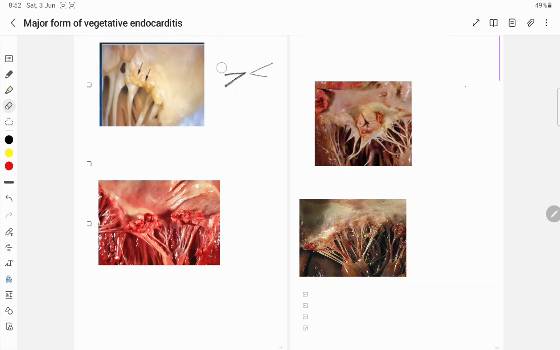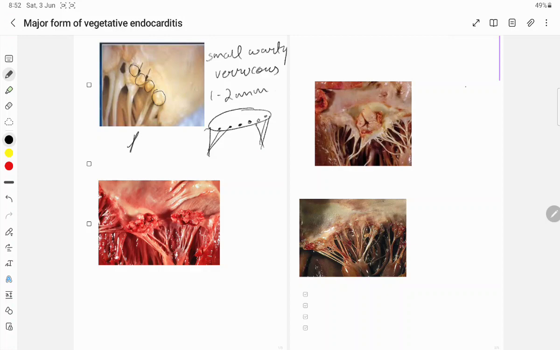These vegetations may be sterile, without any microorganism, or they may be unsterile. We'll discuss that further. We have four major vegetations seen in four basic conditions we are going to talk about. The first one is these small warty vegetations. They look wart-like, which is why they are also known as verrucous vegetations. These are around 1 to 2 mm, along the line of closure, small and warty. These vegetations are seen in rheumatic heart disease. So the first vegetation: small warty verrucous vegetation in RHD.